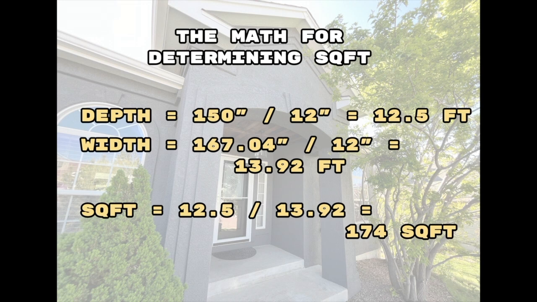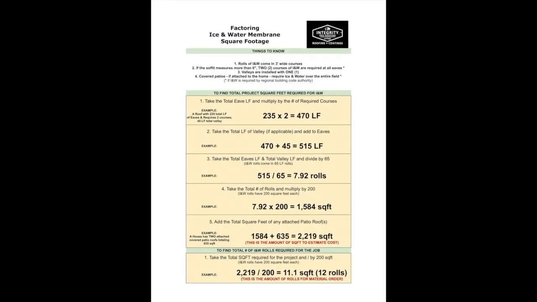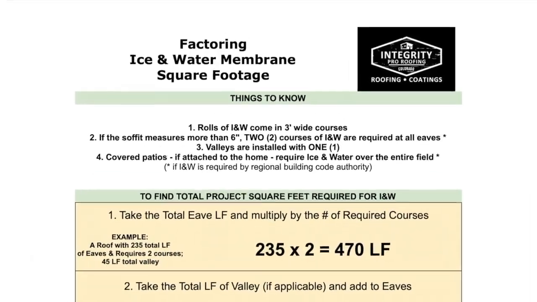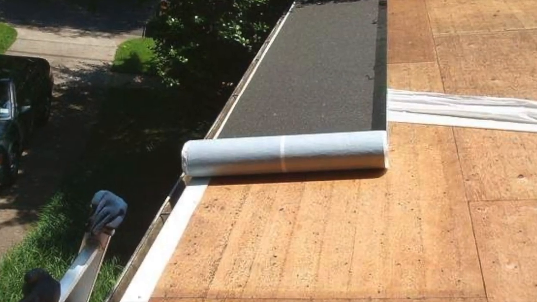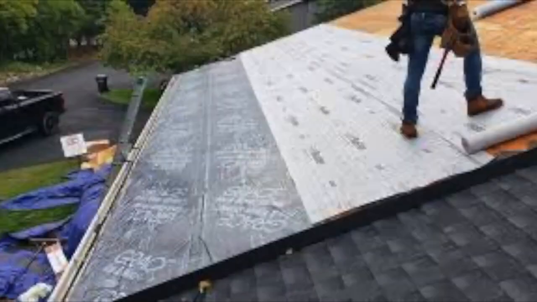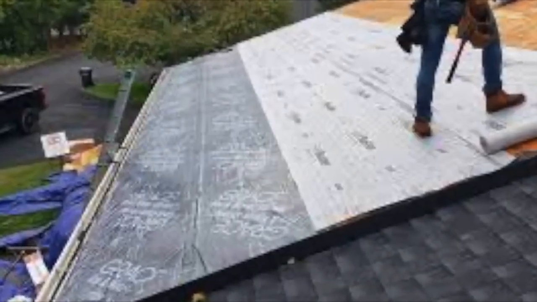Now you know the amount of square feet that you need to cover that dormer and bring it up to code. And again, don't forget to refer to your ice and water page in your field guide. So hopefully this video helped you with the math to figure out the number of courses of ice and water at the eaves of a residential property that's required by their regional code.